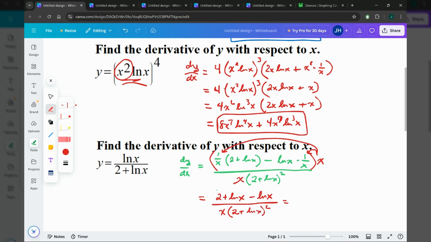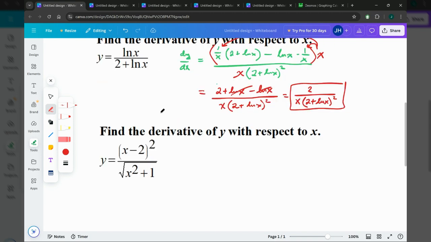And you notice I can simplify even further. Those natural log of x's cancel. And I get 2 over x times 2 plus natural log of x quantity squared. There is my derivative. So we're going to keep going here.